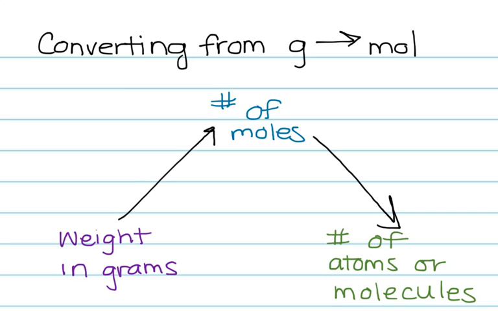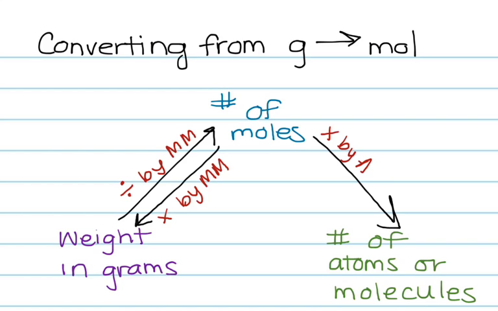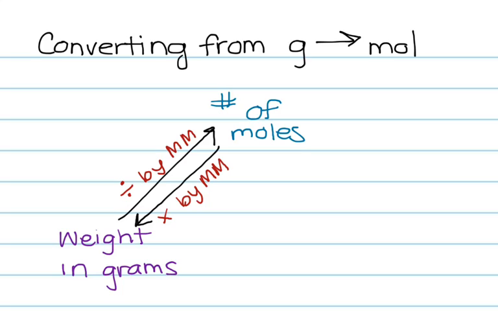In order to do this, to get from grams to moles, we divide by the molar mass, or to get from moles to grams, we multiply by the molar mass. And then when you're going from moles to number of atoms or molecules, you multiply by Avogadro's number, or you divide by Avogadro's number to get from number of atoms or molecules to number of moles. Today we're just going to focus on this first part, going from grams to moles.